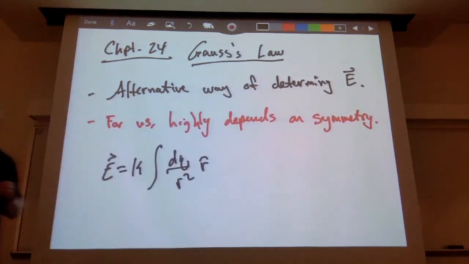But to get to Gauss's Law, we'll have to massage our brains a little bit. Things become a little bit difficult. To talk about Gauss's Law, the first thing we're going to have to talk about is what's known as flux. Let's talk about flux.